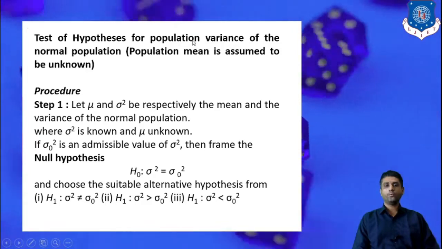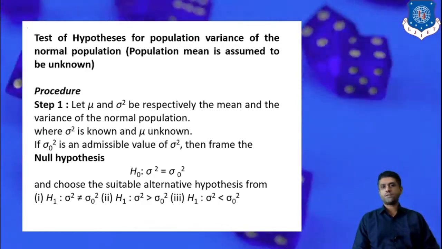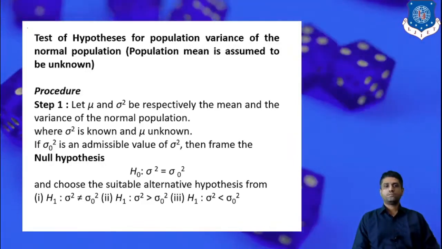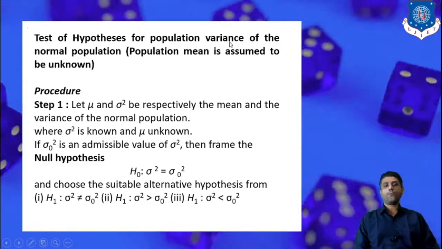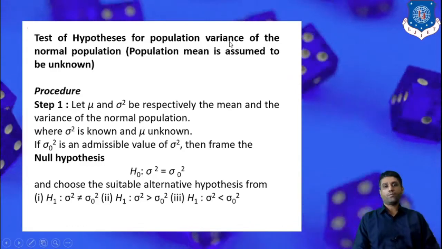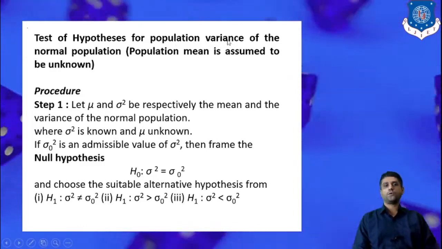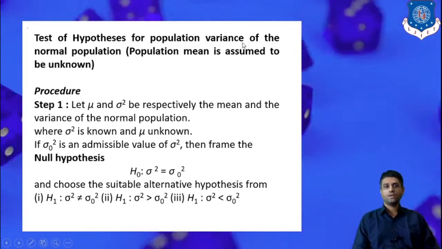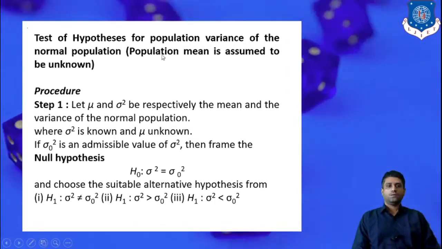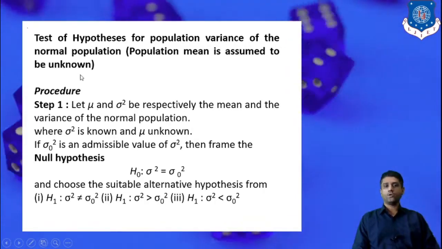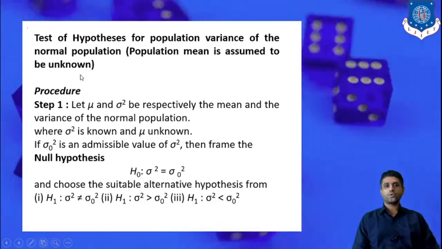Up to this stage we have tested hypotheses corresponding to the population mean. But when we have to check the hypothesis corresponding to the population variance, we have to use this chi-square distribution. The population mean is assumed to be unknown. So these are totally opposite situations.